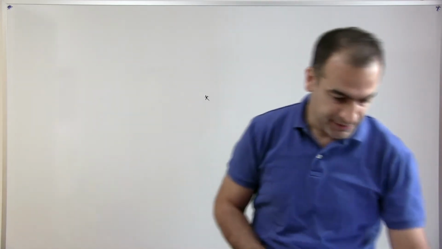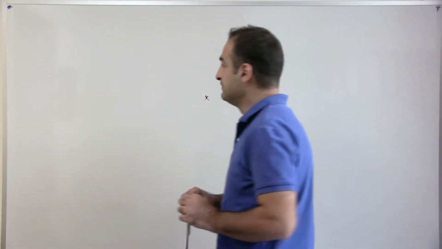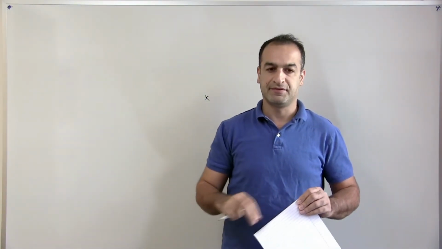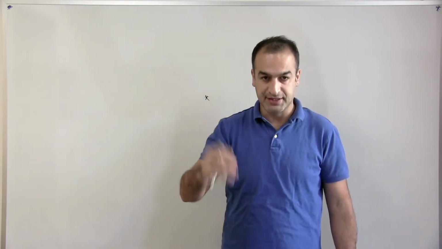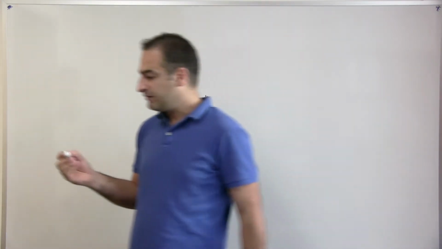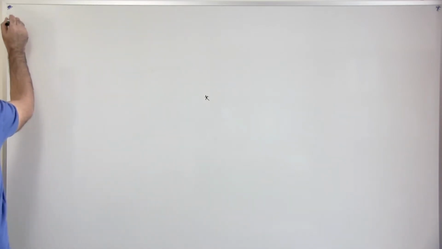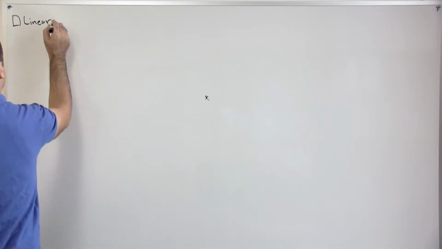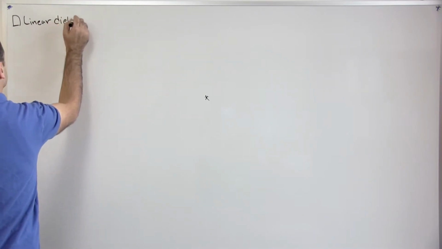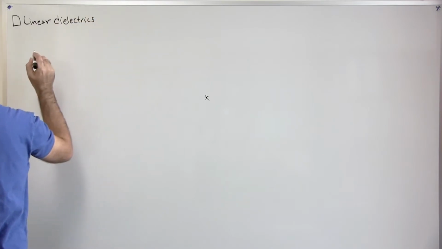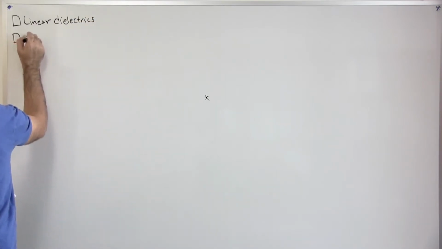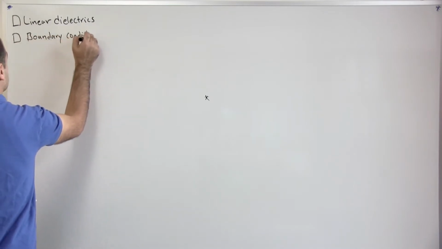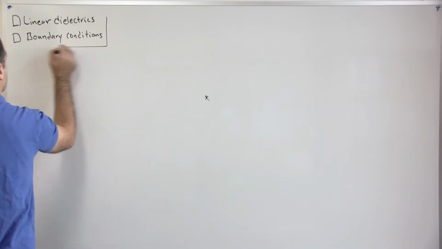Okay, so what I want to do today, I'm going to continue chapter 4. We will be almost completing chapter 4, but we will have a chance to do more examples on Thursday this week. What I'm covering today is basically linear dielectrics, and then I'll talk about boundary conditions in dielectric systems.